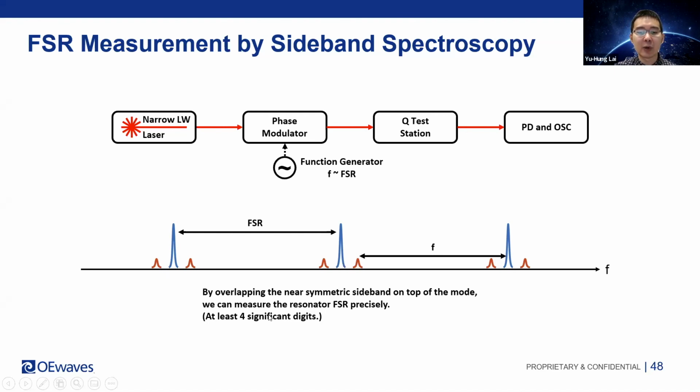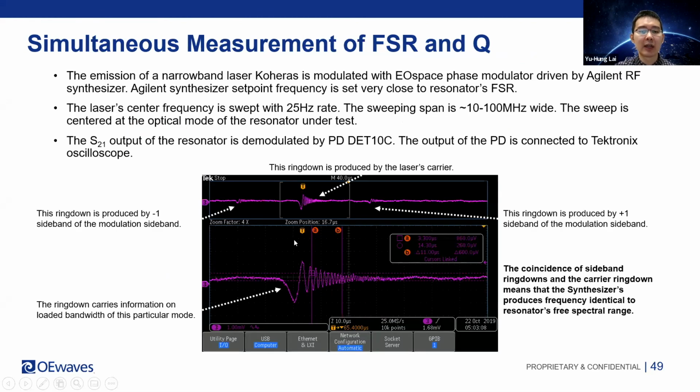And traditionally, we can achieve at least 4 significant digits. So here we show one of our measurement results. This is a narrowband laser. It's modulated by an EO space phase modulator and driven by an Anritsu RF synthesizer. The synthesizer set point frequency is set very close to the resonator FSR.